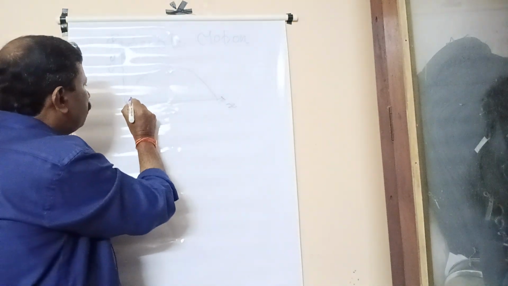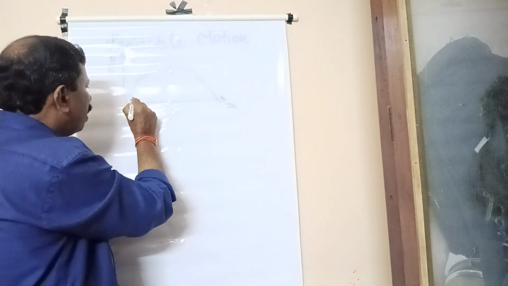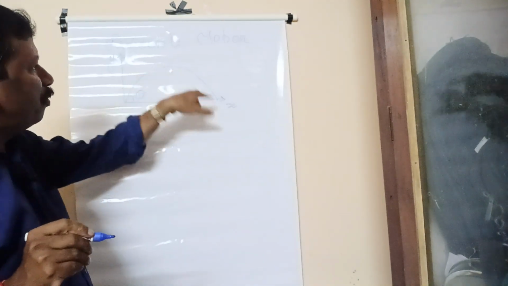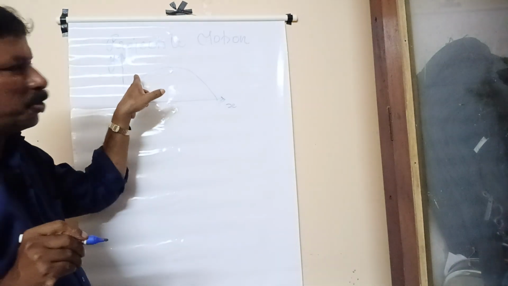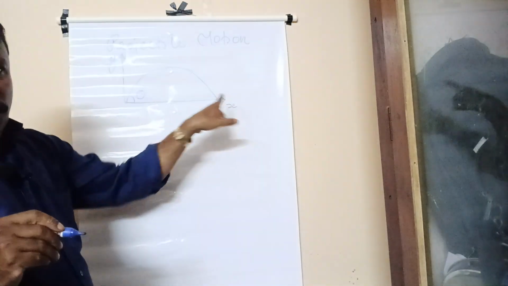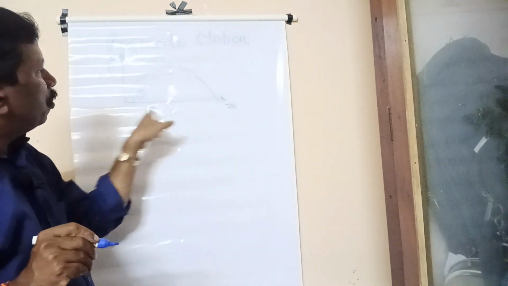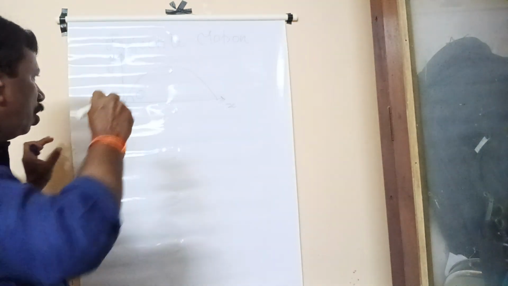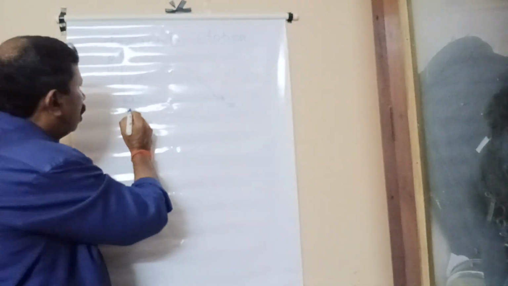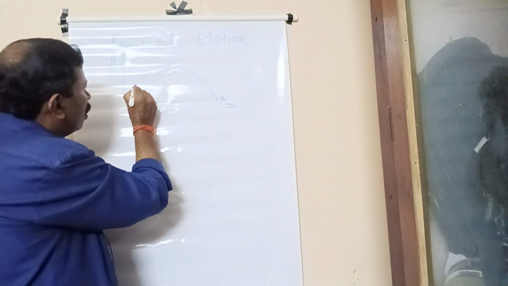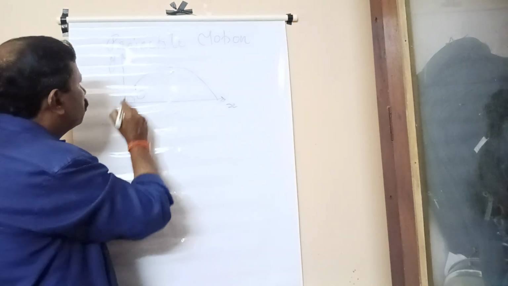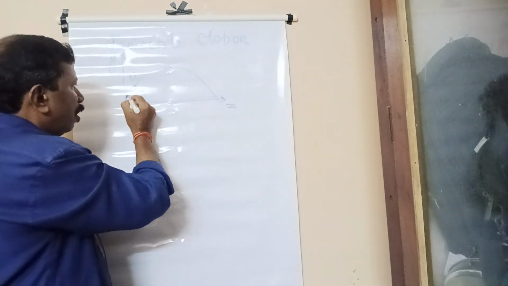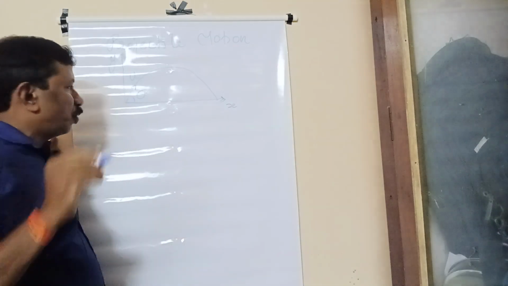In this motion, suppose the particle makes an angle theta with the horizontal. This kind of motion is called projectile motion: motion in a plane, with a horizontal axis and a vertical axis. Suppose the particle is moving with velocity u, making an angle theta with the horizontal.